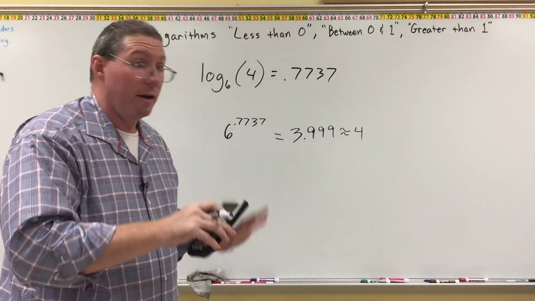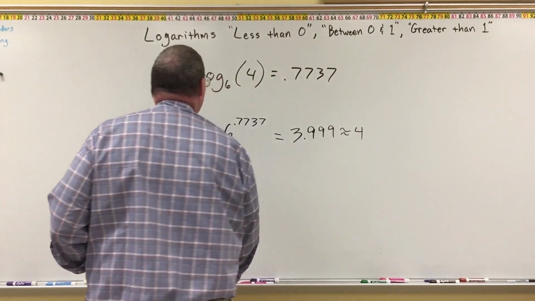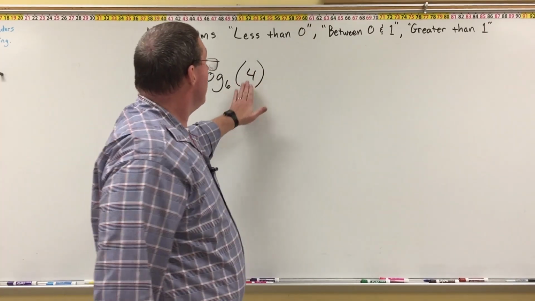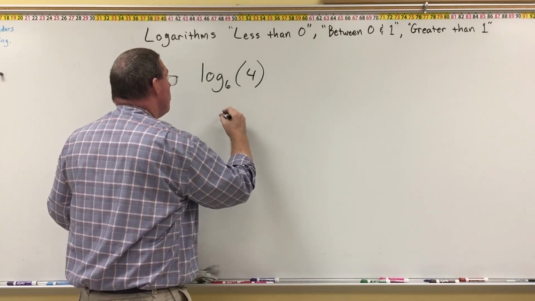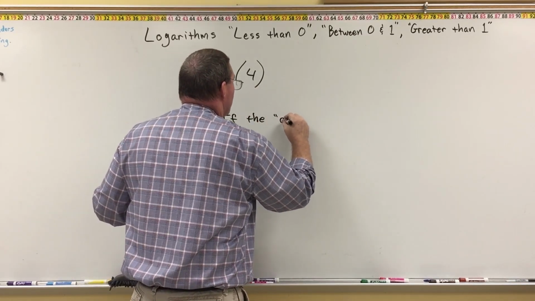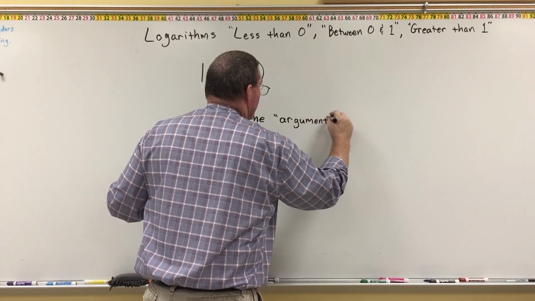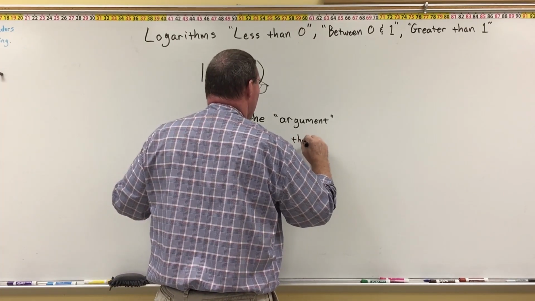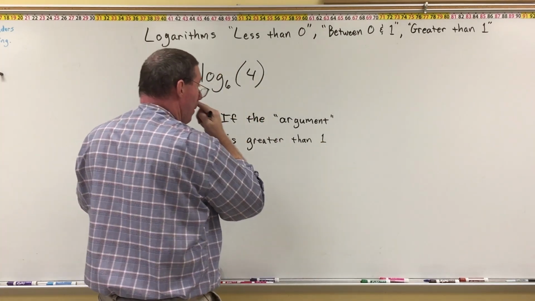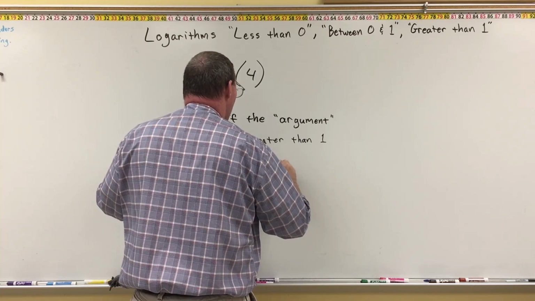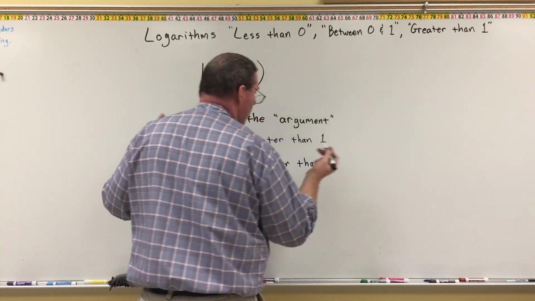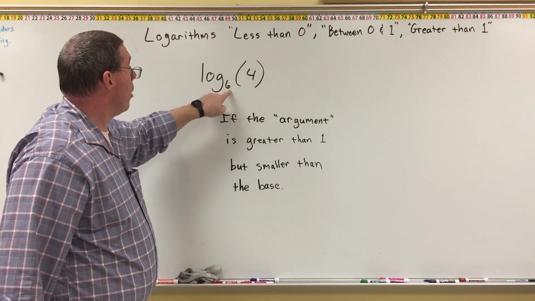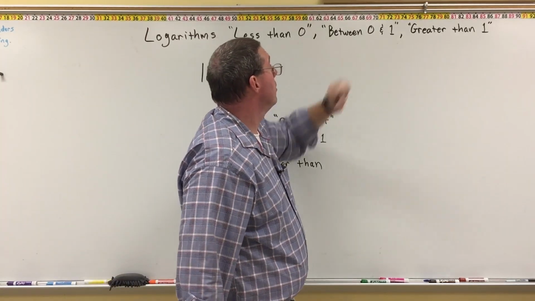Now, you don't have to know how to do that. I was just showing you. I was using it as an example. I'm just helping you understand that the way that we know whether a logarithm is less than 1 but greater than 0 is if the argument, which is the number inside the parentheses, is greater than 1, a number larger than 1, but smaller than the base of the logarithm. 4 is smaller than 6 and it's greater than 1, therefore we would select between 0 and 1.